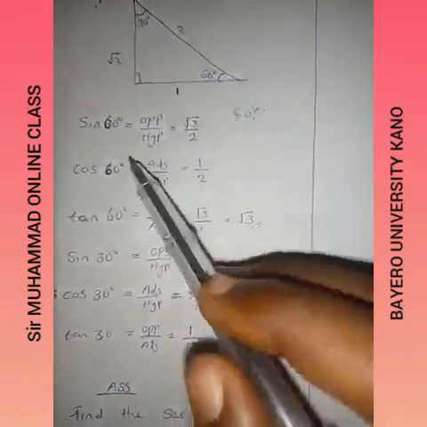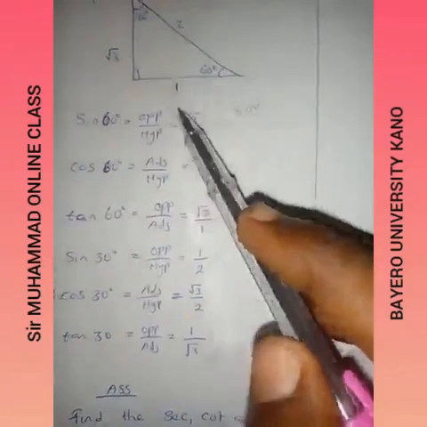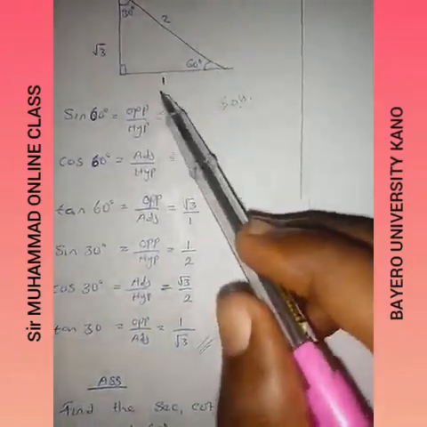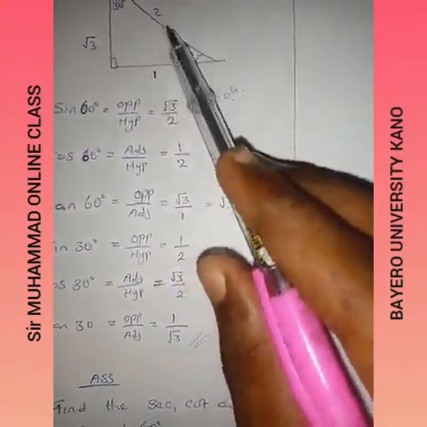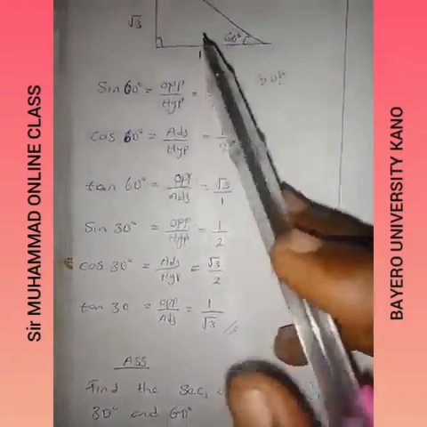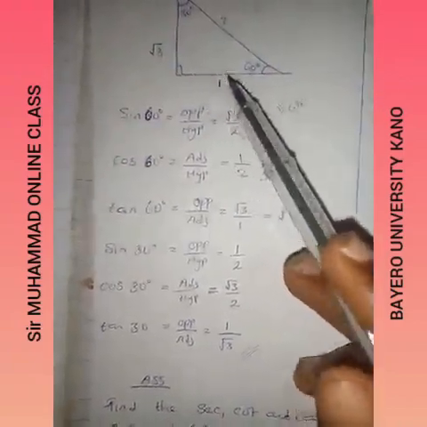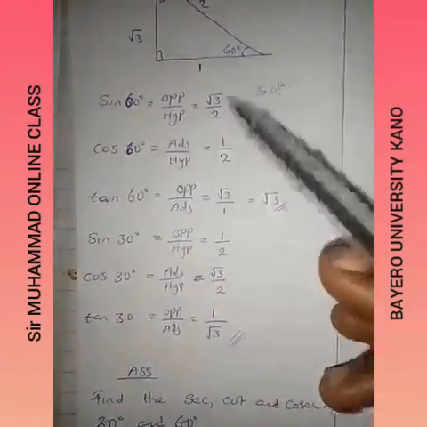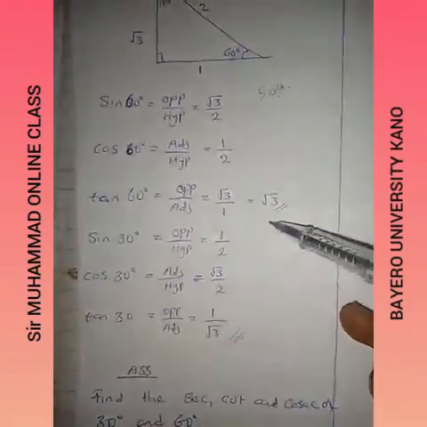Now the next one is cos 60. Cos 60 is adjacent over hypotenuse. Which one is adjacent to 60? 1 is adjacent to 60 over hypotenuse, which is 2. You have 1 over 2. Now tan 60 is opposite over adjacent. What is the opposite of 60? It is root 3. Adjacent is 1, so it's root 3 over 1, which is equal to root 3.